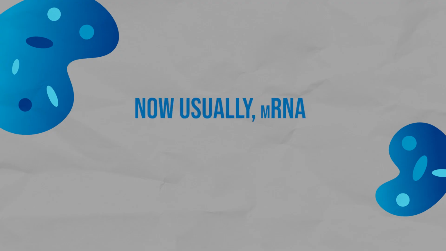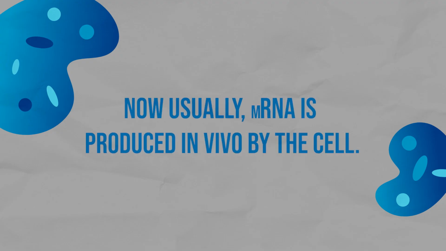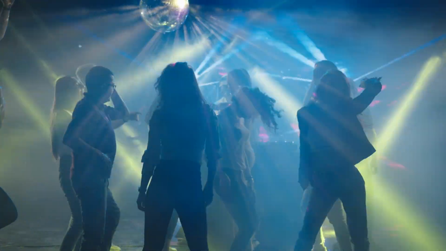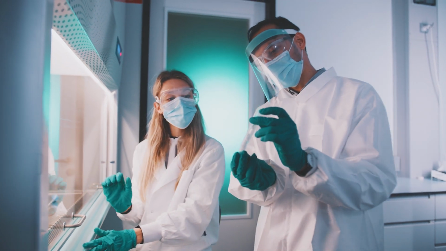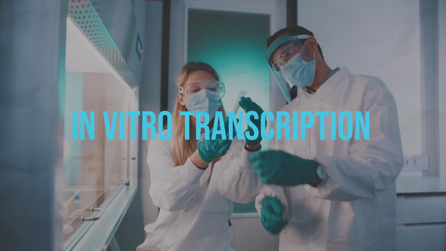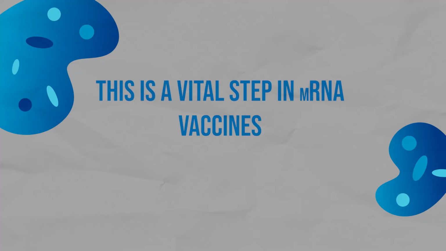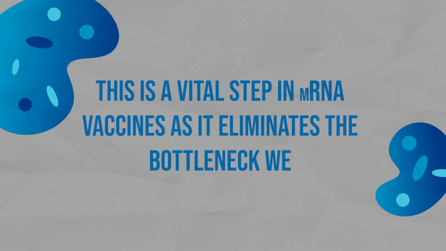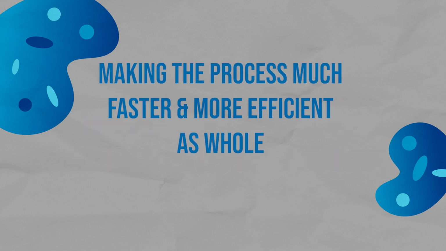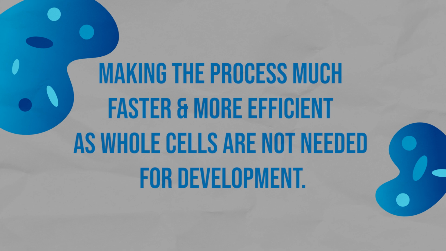Now usually, mRNA is produced in vivo by the cell, but around the 80s, scientists would leave the disco dance floor, head into the lab, and discover that mRNA can be produced outside the cell, known as in vitro transcription. This is a vital step in mRNA vaccines as it eliminates the bottleneck we described earlier, making the process much faster and more efficient as whole cells are not needed for development.